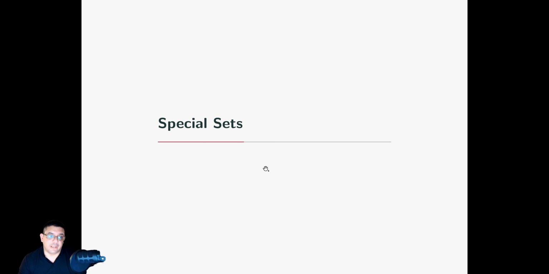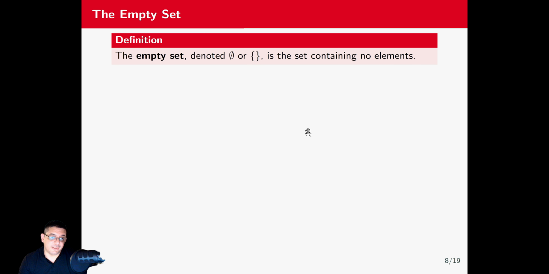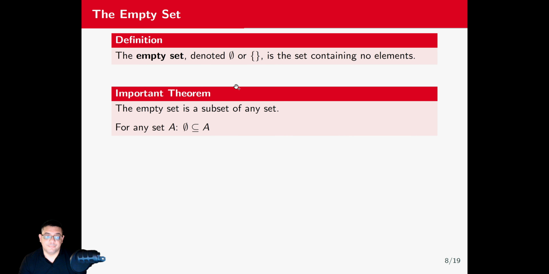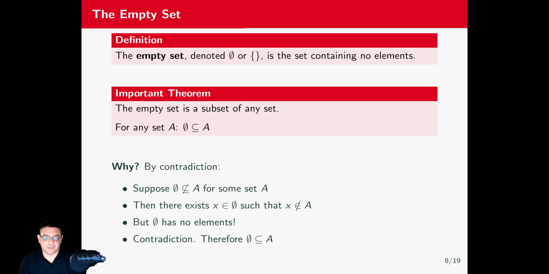Now let's talk about special sets. So we have the empty set, which is the set with no elements. The empty set is going to be a subset of any other set. Why? Well, let's assume that empty is not a subset of some set A. Then there exists an element x that belongs to the empty set so that it's not an element of A. But empty has no elements, so we have a contradiction. Therefore, empty has to be a subset of every single set.